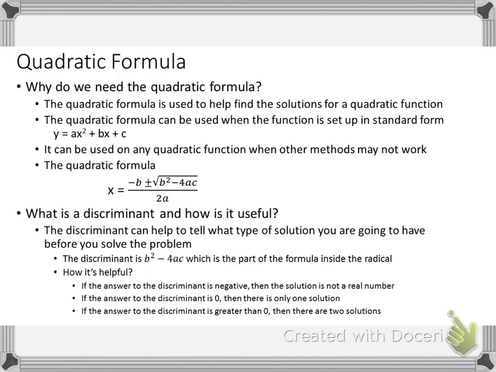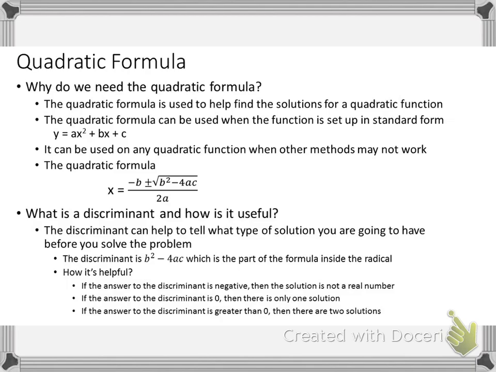All right, so one of the things we're going to talk about is the discriminant and how useful it is. The discriminant can help you tell what kind of solutions you're going to have. So it can kind of help you decide if your answer is right. The discriminant is b squared minus 4ac, so the stuff that is inside the radical. Not taking the square root of it, but just the stuff that's inside the radical.